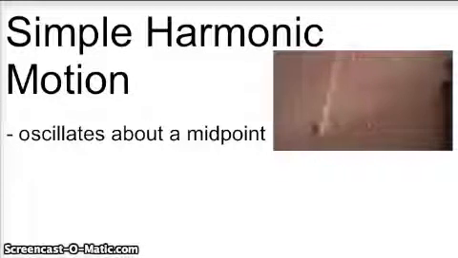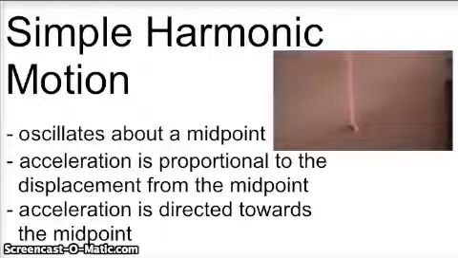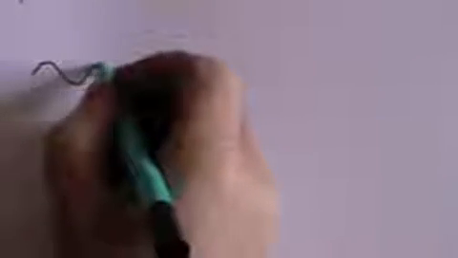Hello. Today we're going to look at simple harmonic motion. A particle undergoes simple harmonic motion if it oscillates about a midpoint, where its acceleration at any point is proportional to the displacement from the midpoint, and where that acceleration is directed towards the midpoint. A particle following a sine wave will undergo simple harmonic motion.